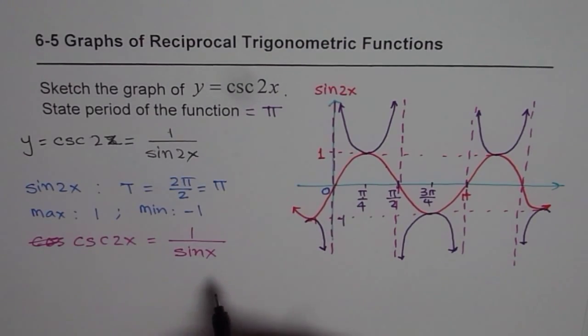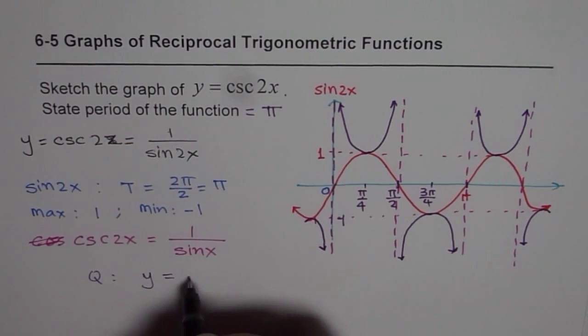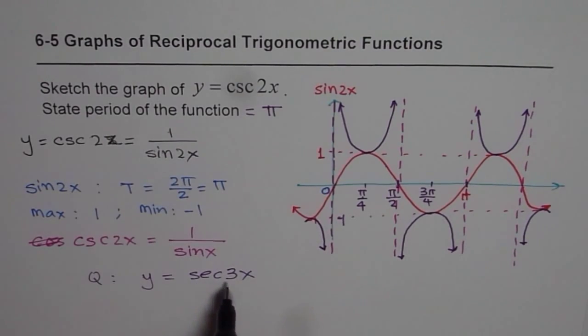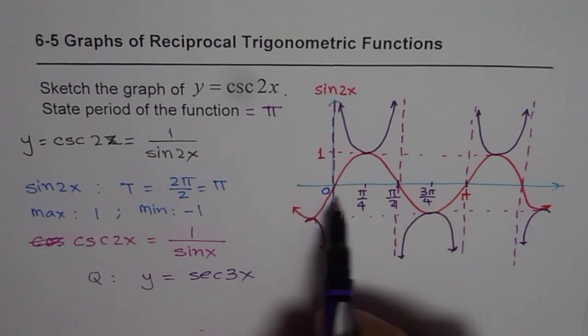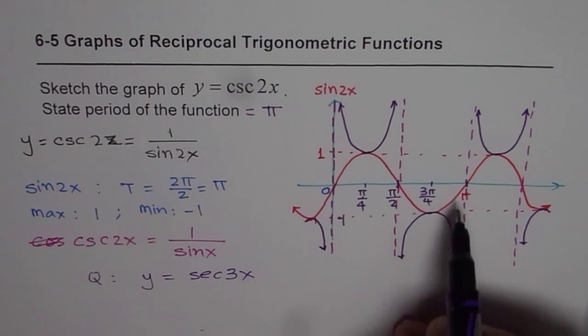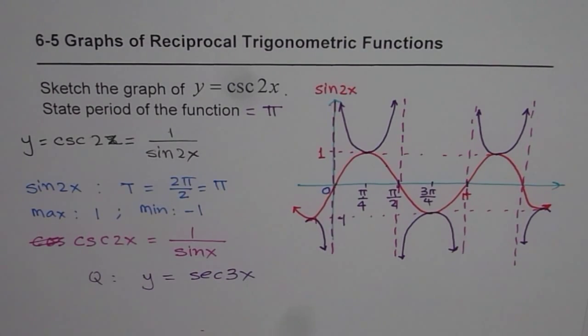As an exercise, that is the question for you: graph y equals secant 3x. If you do secant 3x, then the time period is going to be 2 pi by 3. Remember that. You have to first sketch the cosine graph and then the secant graph, correct? So start with cosine 3x, and then take the reciprocal of that to sketch secant 3x.